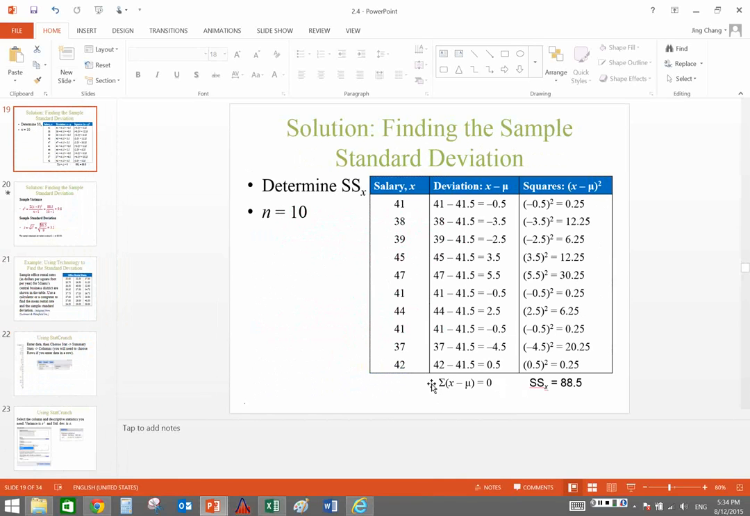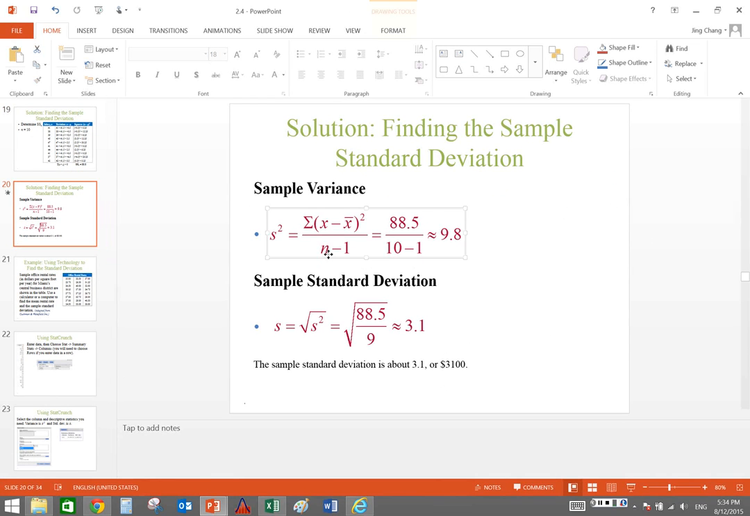Again, if you add all deviations together, you'll get 0. You always get 0 for doing that because the positive deviations will cancel with the negative deviations. But if you square each deviation and add them together, it's 88.5. And then let's divide by sample size minus 1. So it's not 10, it will be 9. And then that's 9.8, the sample variance, and the sample standard deviation will be 3.1.